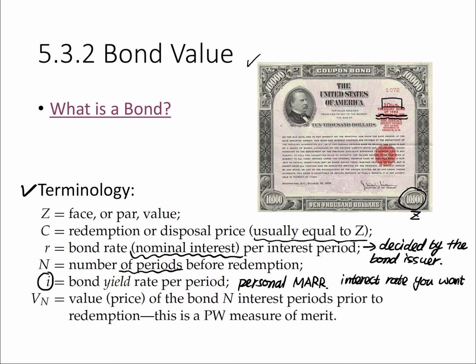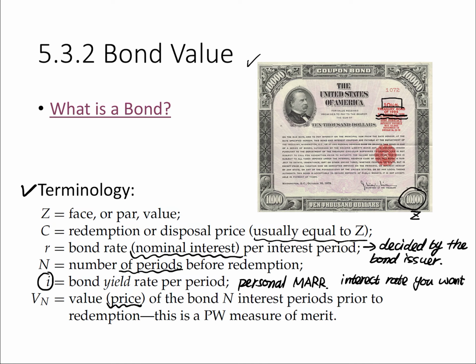And the last term is VN. That is the value of the bond at N interest periods prior to redemption. So the VN is also something you can see as the price you want to pay. So imagine for the face value of a 10,000 coupon, the less you pay, the more you can get. Does it make sense? You always want to pay less, right? So the chance for you to earn a lot is higher. So you want to pay less, but there is a maximum line, okay?